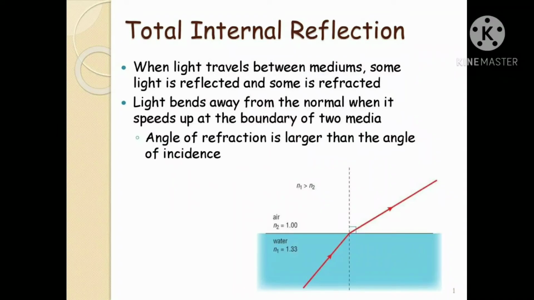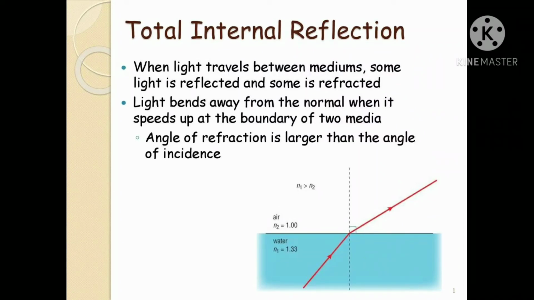Next we will see total internal reflection. It is defined as the phenomenon which occurs when light rays travel from a more optically denser medium to a less optically denser medium. Actually, this total internal reflection is the combination of reflection and refraction. So, let's have a recap of reflection and refraction. Reflection is defined as the bouncing back of light, and refraction is the change in the direction of the ray of light when it travels from one medium to another medium.